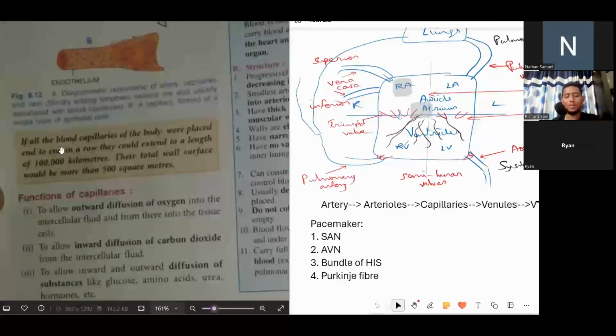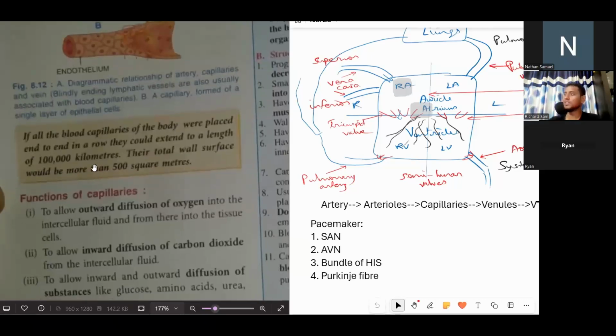See, if all the blood capillaries of the body were placed end to end in a row, they could extend to a length of 1 lakh kilometers. If you go one full round around the earth, what is the distance? 40,000 kilometers or 50,000 kilometers. Your blood capillaries can go two rounds around the earth. That many blood capillaries you have in your body, Aman. If you join them, they'll go around the earth two times. You have so many blood capillaries and they are so small. That's why, if you join them, they become too long.